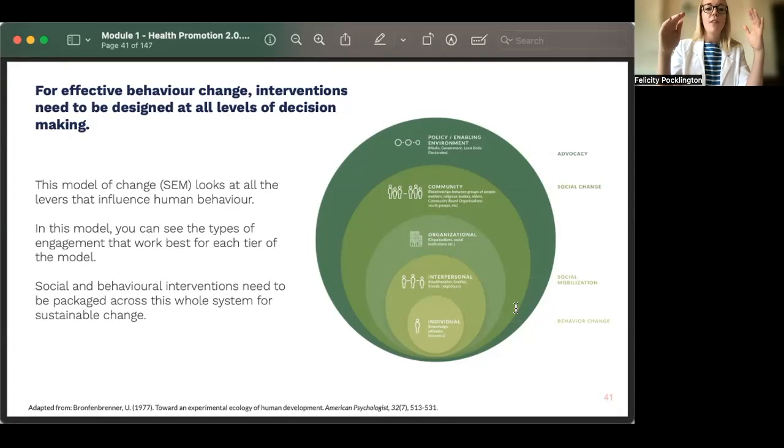So this model really helps us look at, okay, what are the policy enabling environment barriers or motivators to change? What are they at the community level? What are they at the organizational level? So for instance, what are they in the health setting itself? What are they at the interpersonal level? And what are they at the individual level? And so this is something that we're going to explore in a little bit more detail tomorrow.